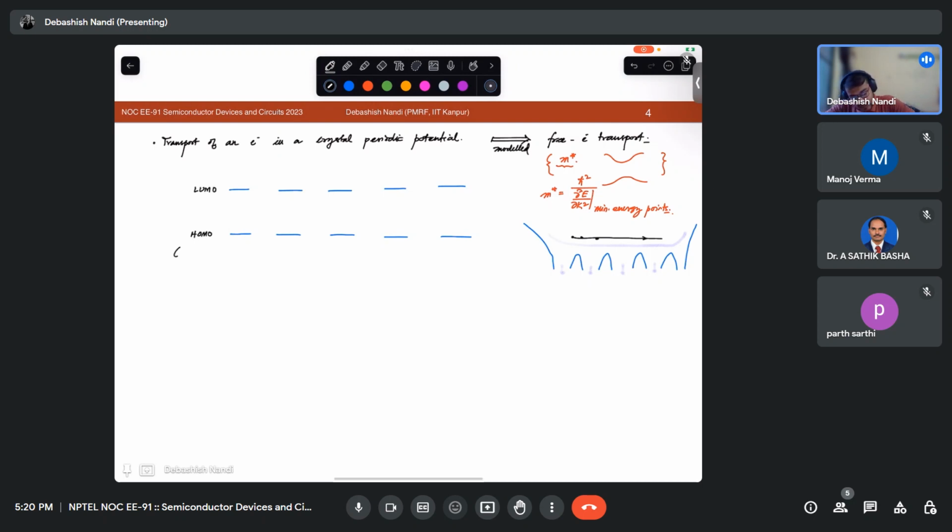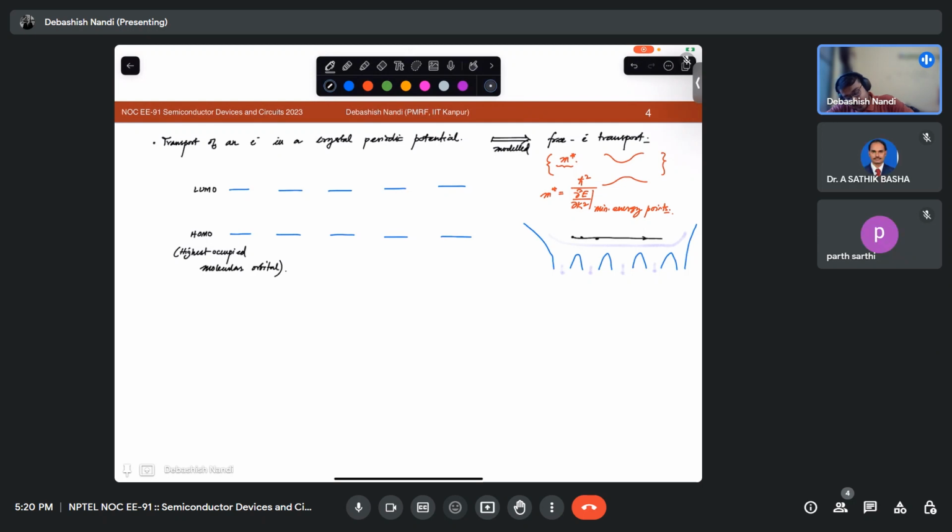So what does HOMO stand for? Highest occupied molecular orbital. Okay, and this stands for lowest unoccupied molecular orbital. Fine. So what happens is that suppose some electron has jumped from this place to this. So you treat it as a model of conduction band, but which is not continuous.